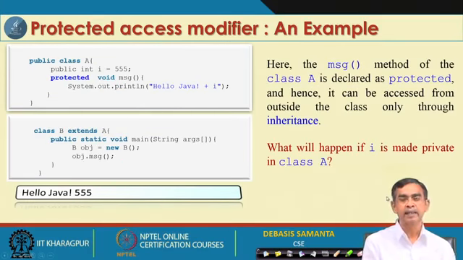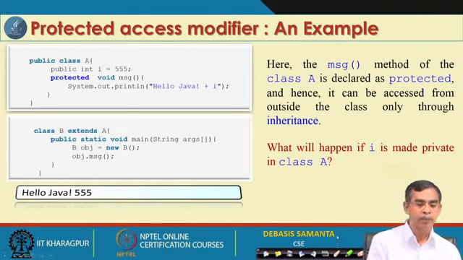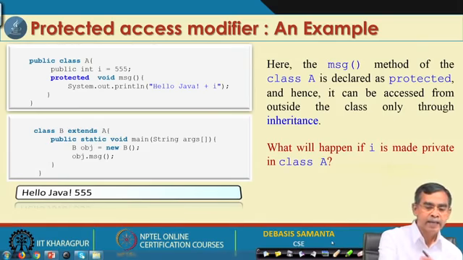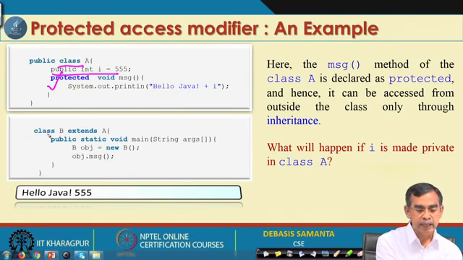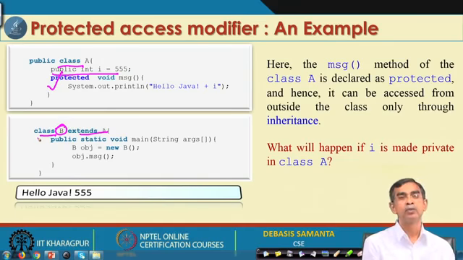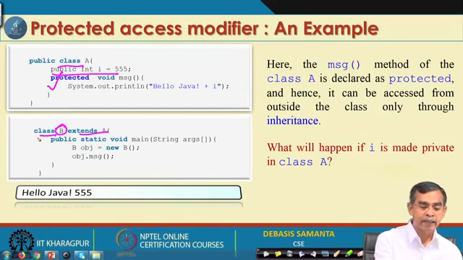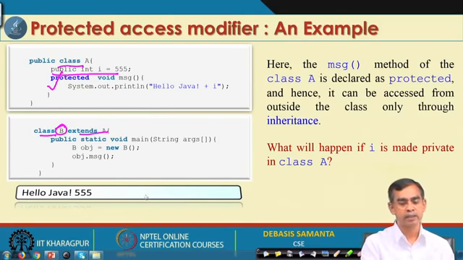Now, here is another example, let us see whether it will work or not. Class A is public, and this is a protected method. Here you see class B extends A, that means B is a derived class, a subclass of superclass A. So, by virtue of being a subclass, it can access any methods that are public and protected in this one.